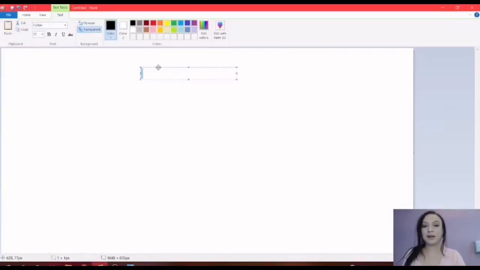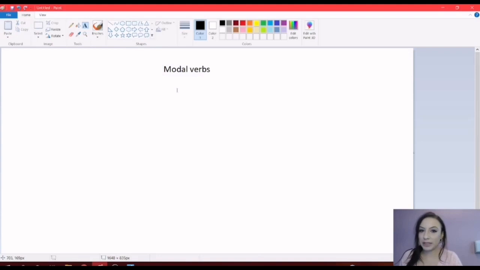Let's see how to form and use modal verbs in the German language. Modal verbs are a special group of verbs. They are modal or auxiliary verbs, which means that they cannot stand without another verb. So they require a second verb and cannot stand alone. They are all irregular in the singular forms in German, and in the plural forms they are regular.